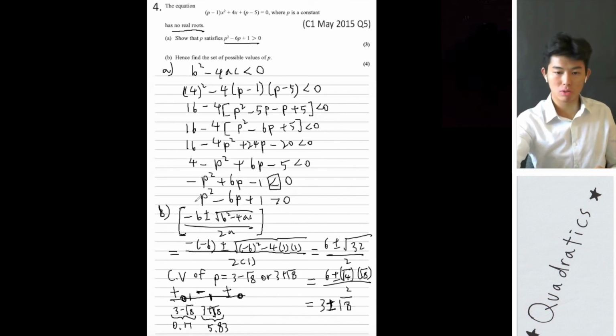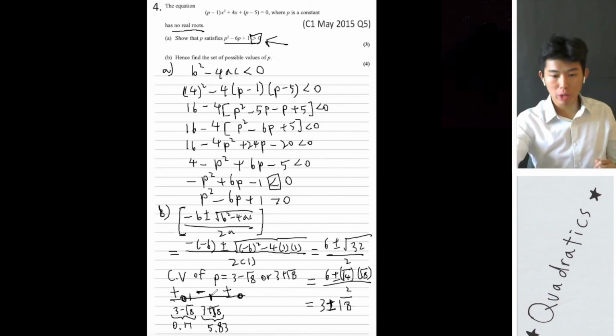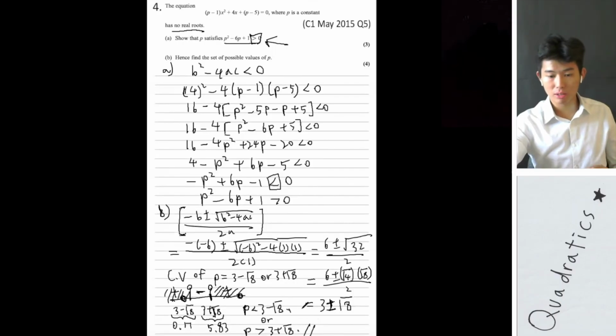Okay, back to the question. They want us to find the set that is greater than 0. So what should we do? Greater than 0, so all the negative regions should be cancelled out. We want positive values. So p is smaller than 3 minus root 8, or p is larger than 3 plus root 8. And these two solutions will be the answer for part B.